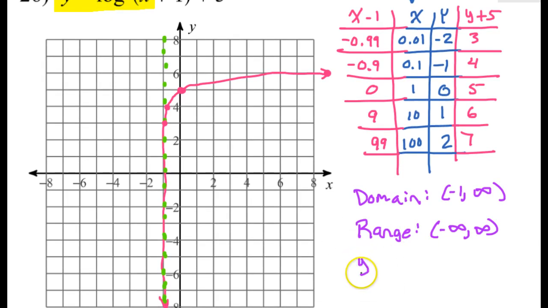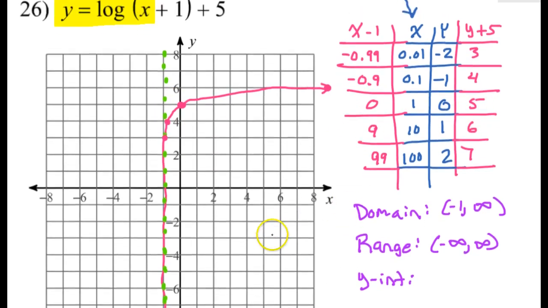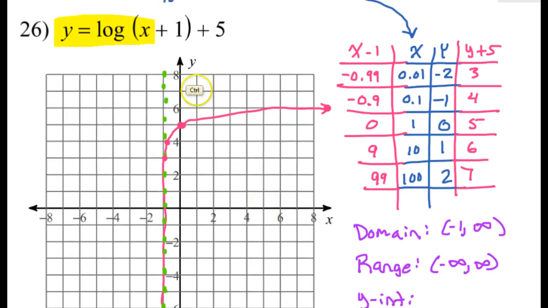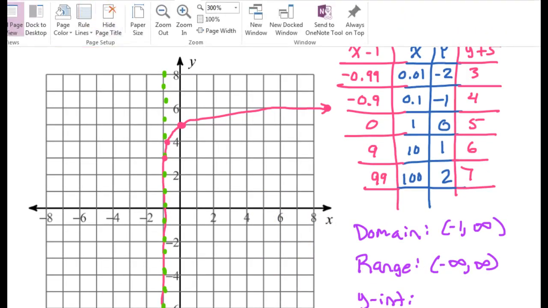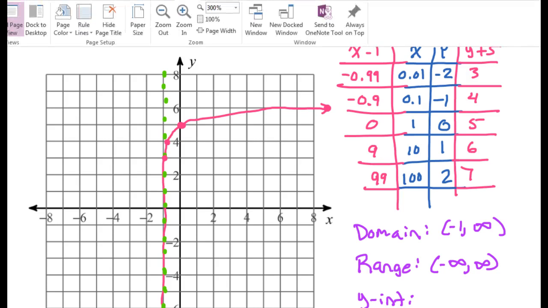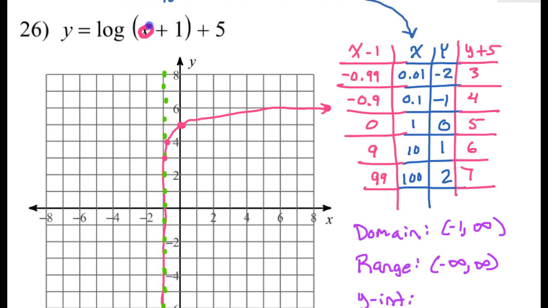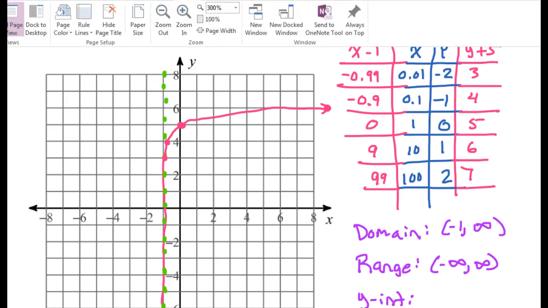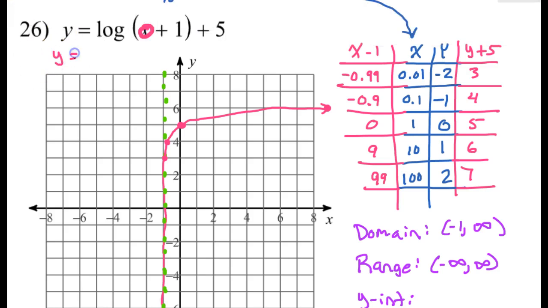Okay, let's talk about the y-intercept. Well, the y-intercept is actually right on the chart, (0, 5). But in general, you can get the y-intercept by letting x equal 0. So in this case, if we let x equal 0, then we wind up with the following. We have y equals log of 1 plus 5.